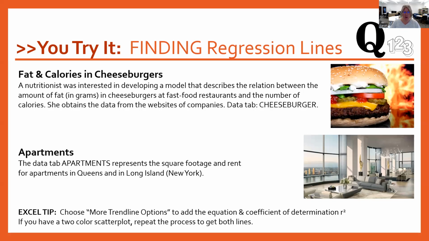So there is an Excel tip here. When you go to choose more trendline options to add the equation and coefficient of determination, when you're doing this with a two-color scatter plot, you have to go through that process twice. So you go through it the first time and pick one group, and then the next time you pick the second group. So let's hop over to Excel and take a look at this data.